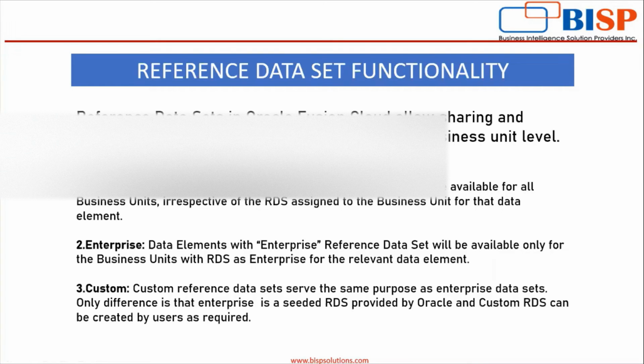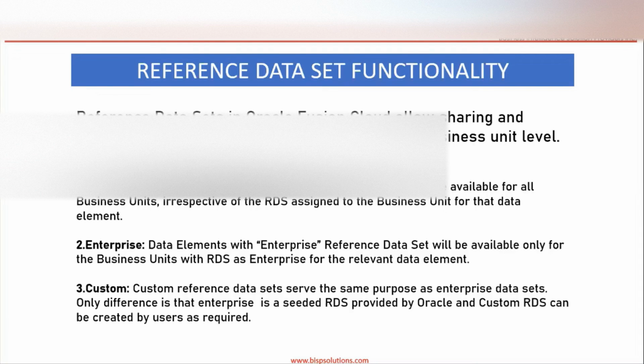Reference data set functionality. Reference data set in Oracle Fusion Cloud allows sharing and partitioning of data elements. This happens at a business unit level. There are three types of reference data sets. First, common. Data elements with common reference data set will be available for all business units, irrespective of the reference data sets assigned to the business unit for that data element. Second, enterprise. Data elements with enterprise reference data set will be available only for the business units with reference data sets as enterprise for the relevant data element.